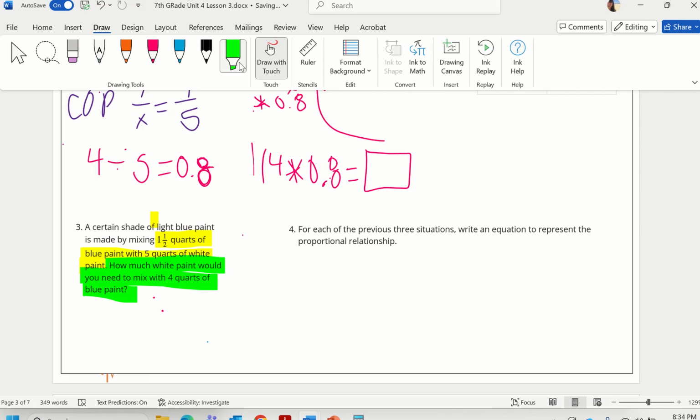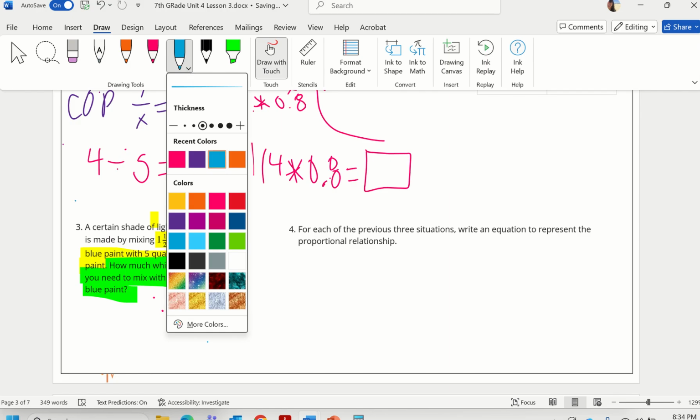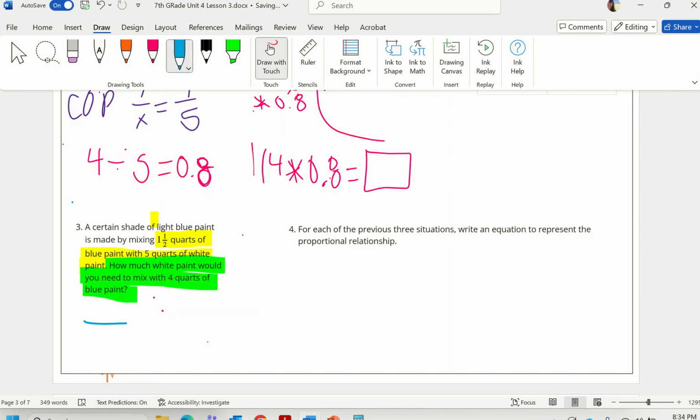All right, so now we got to set our problem up. I said for this one, I'm going to use the unit rate one. So I'm going to set my unit rate problem up. Because I know I'm trying to figure out how much white paint I need if I have 4 quarts of blue, I'm going to set this problem up as white to blue. So now I need to put my information in there. I have 5 quarts of white paint to 1.5 quarts of blue.